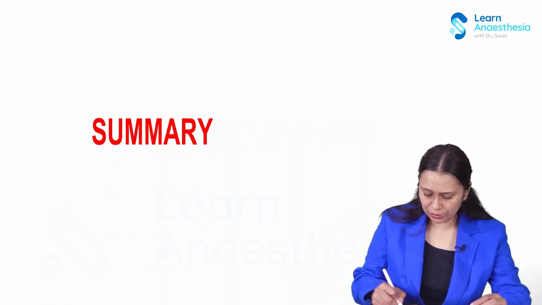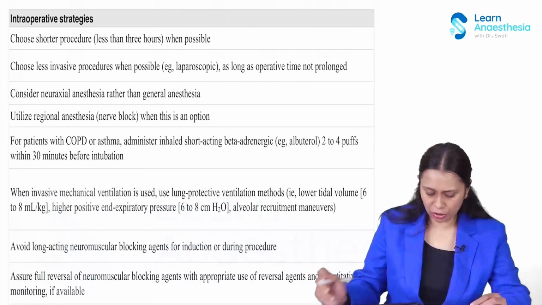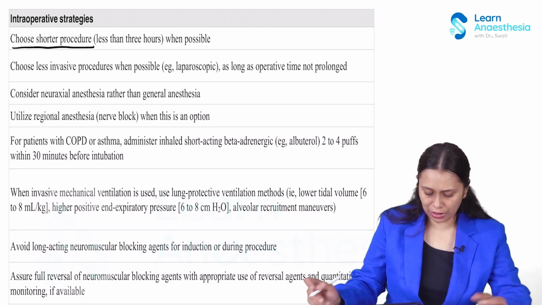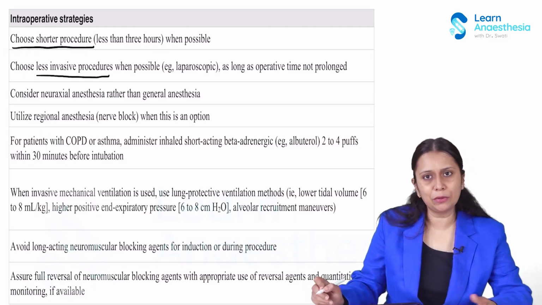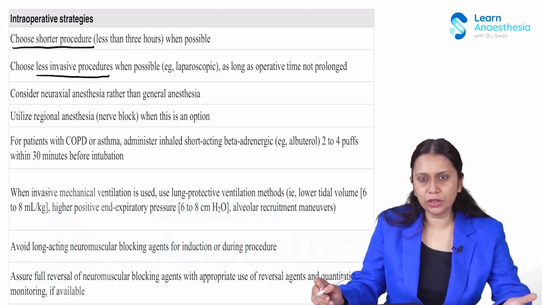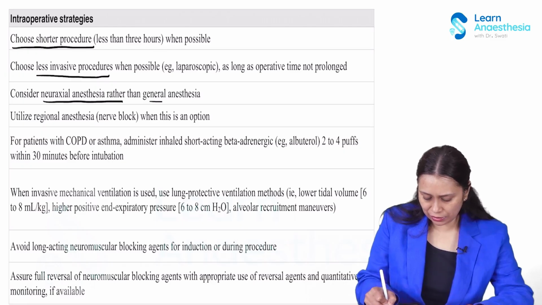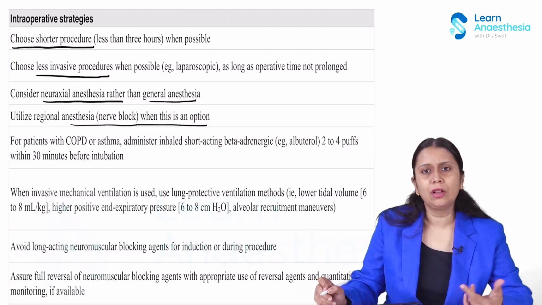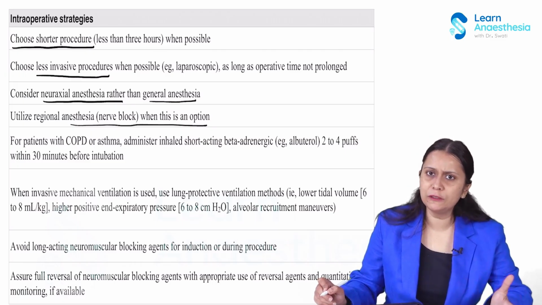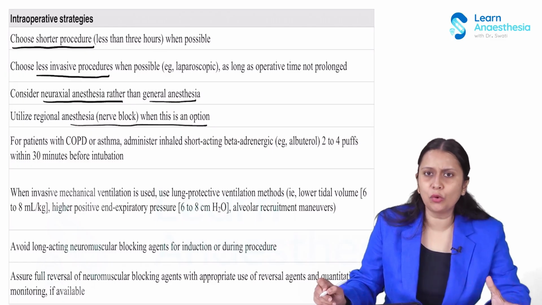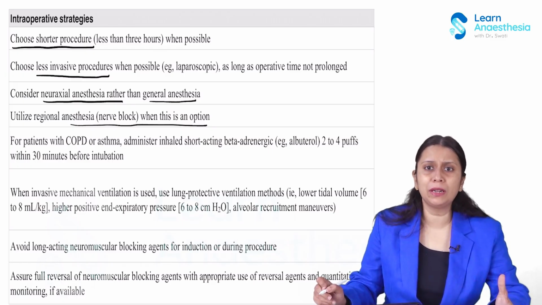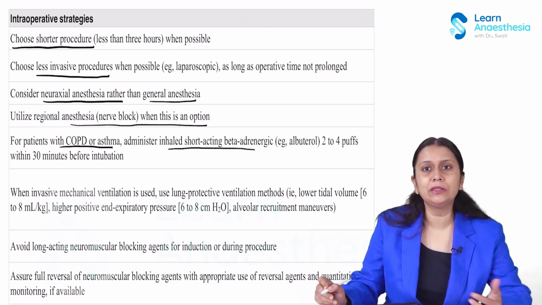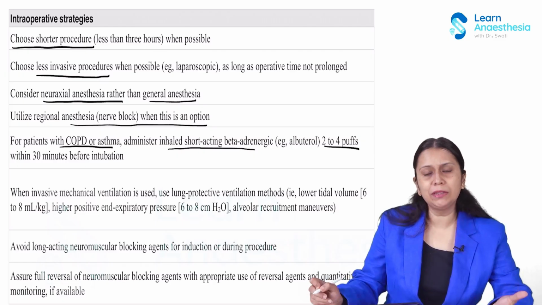Okay, then summary of intraop strategies. So what are the intraop strategies? Choose a shorter period of surgery if possible, less than 3-4 hours. Choose less invasive procedures like laparoscopy or robotic to avoid the longer duration. Choose neuraxial rather than general anesthesia. Utilize regional anesthesia when it is an option. If I can give a combination of regional anesthesia with general anesthesia, it should always be employed, because it will give better pain control and decrease the requirement of drugs we use in GA. So overall benefit would be good. Then in patients with COPD or asthma, administer inhaled short-acting beta agonist 2 to 4 puffs 30 minutes prior to induction.